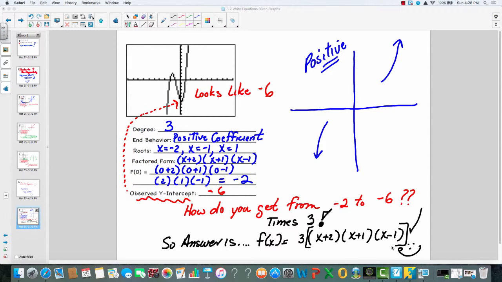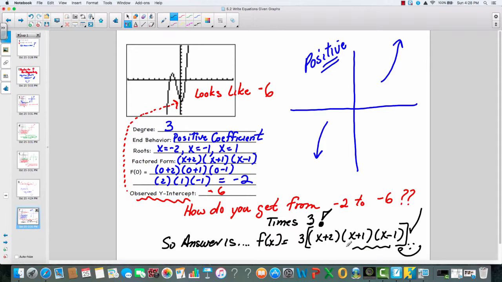So we had this factored equation right here, but we needed to multiply the whole thing by 3 because that's how we would get from our y-intercept to the one we see on the graph. We need to be careful when we're looking at a graph to make sure that we pick the correct equation. And this is how you do it. Find your y-intercept, compare it to their y-intercept, make the adjustment that's necessary, and then you're done.